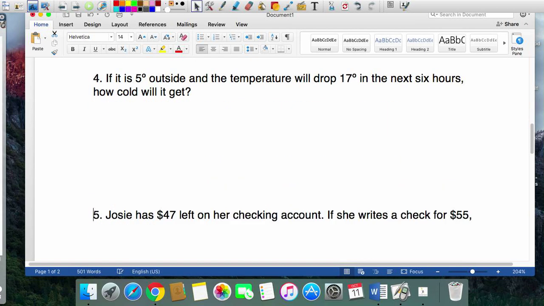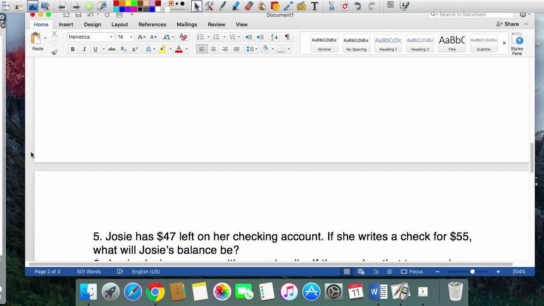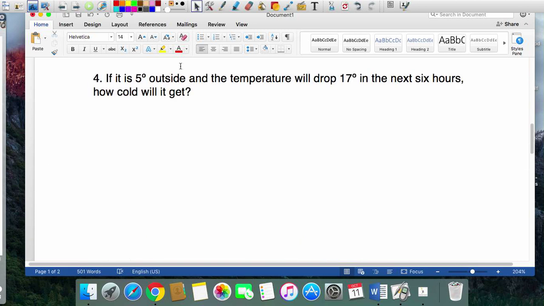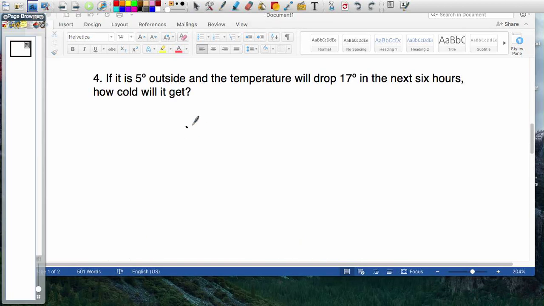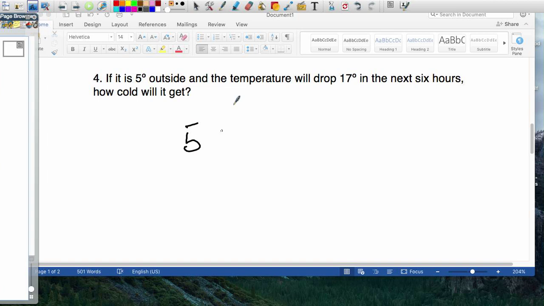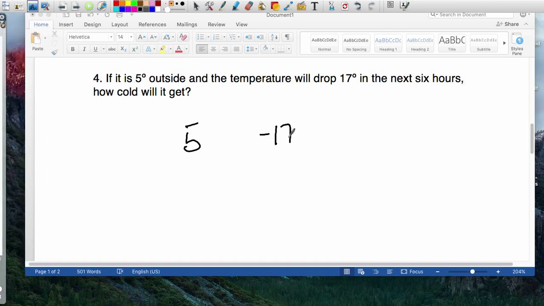It is 5 degrees outside. So it is 5 degrees, so that's your start. It will drop, so we know the change is going to be negative 17. How cold will it get? So what's my final temperature? To find the final, it's start plus the change. My starting position is 5 degrees plus negative 17, because it's going to go down.